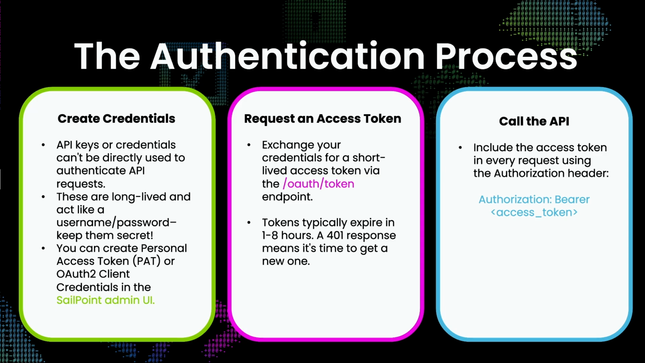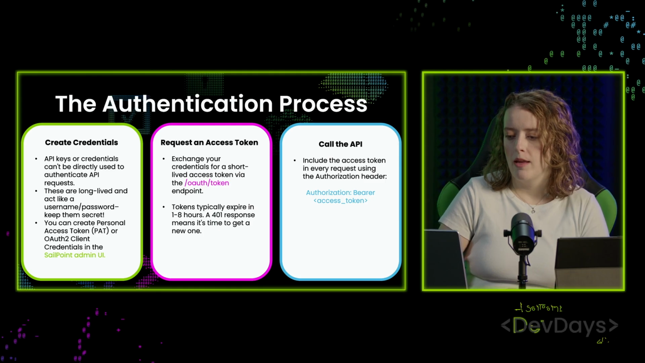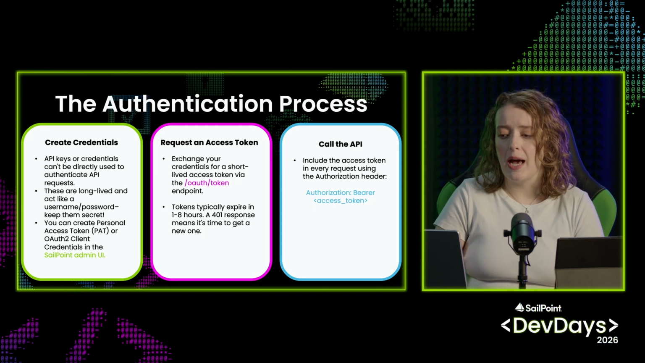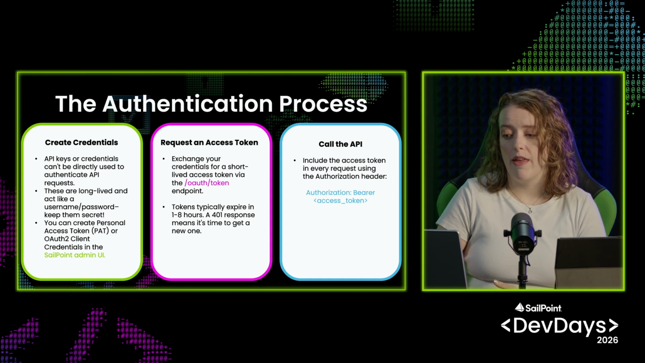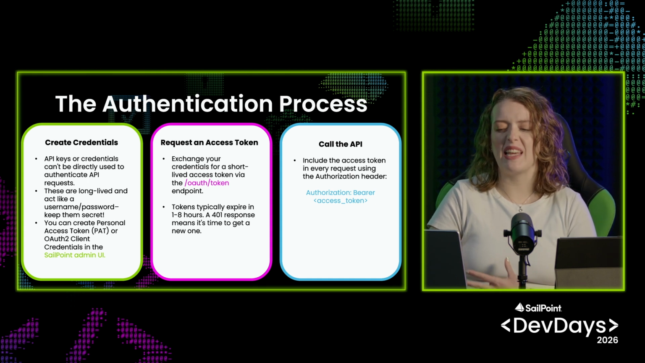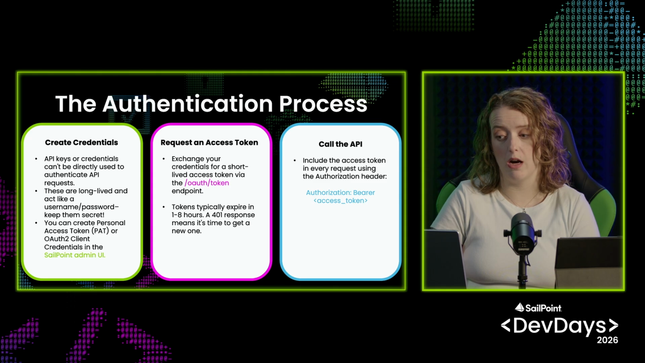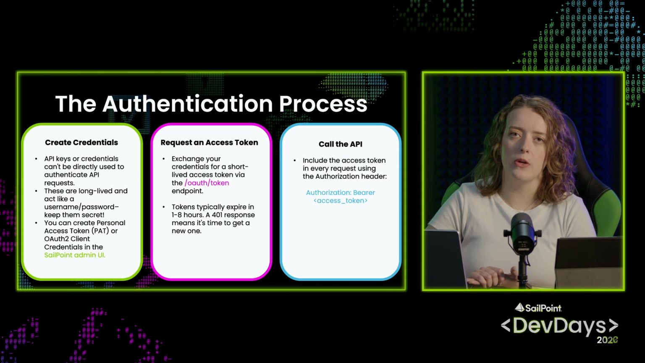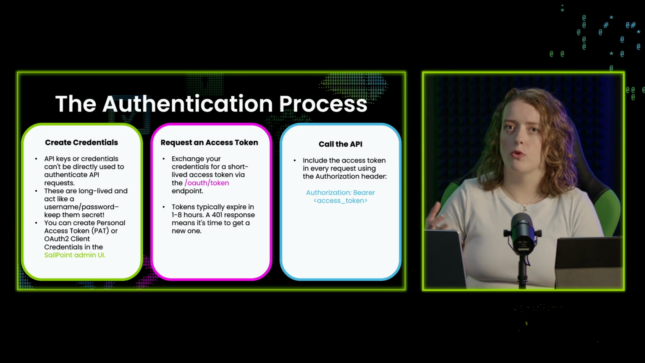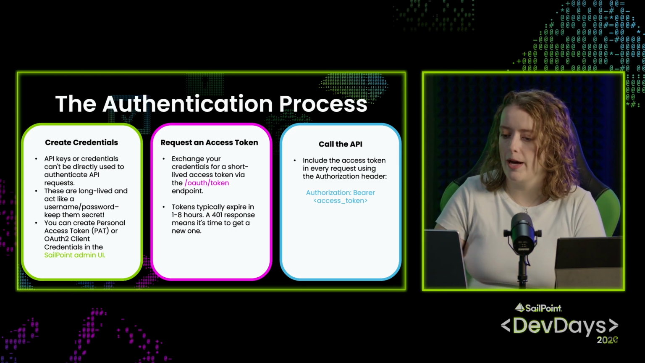Step 1 is creating credentials, and our options are a personal access token or OAuth 2 client credentials. These are your long-lived credentials. Think of them like a username and a password for your API integration. API keys and credentials cannot be used directly in API requests. They're not what goes in that authorization header. They are more the key you use to get what goes in the authorization header. And we can create these personal access tokens in the ISC UI.